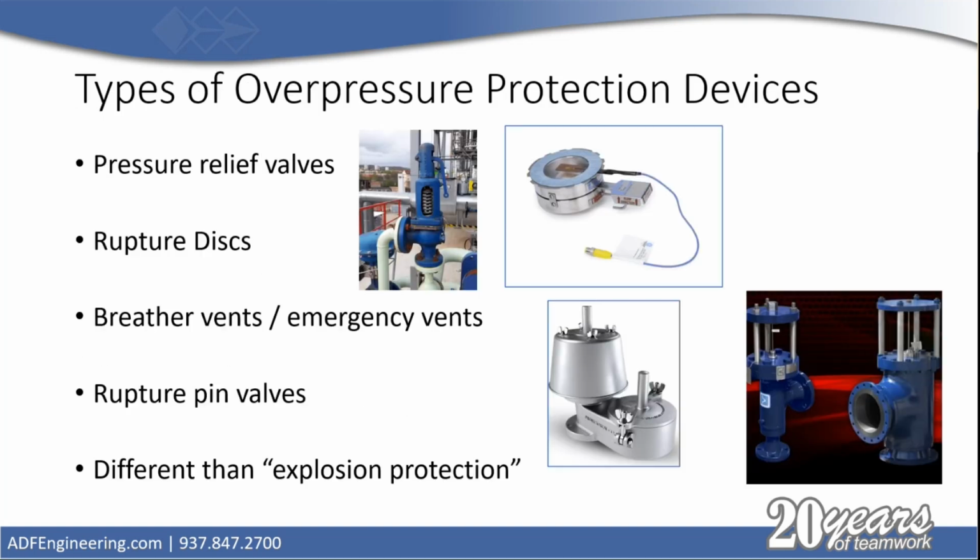So most of you are probably familiar or have seen some of these devices before, but the general terms for overprotection or overpressure protection devices include pressure relief valves, which is that device shown in blue there as an example, rupture discs, breather vents, which can also be referred to as pressure vacuum valves or emergency vents. There's a variety of terms for them. That's kind of what that silver device looks like there. I'm going to briefly touch on rupture pin valves as well, which a lot of people have not heard of and are pretty rare, but they do have kind of niche cases where they're used.